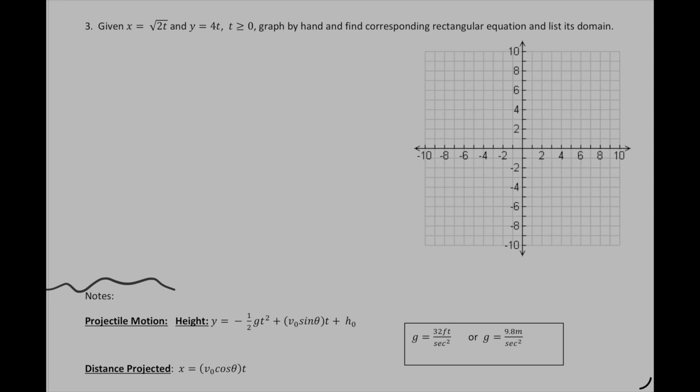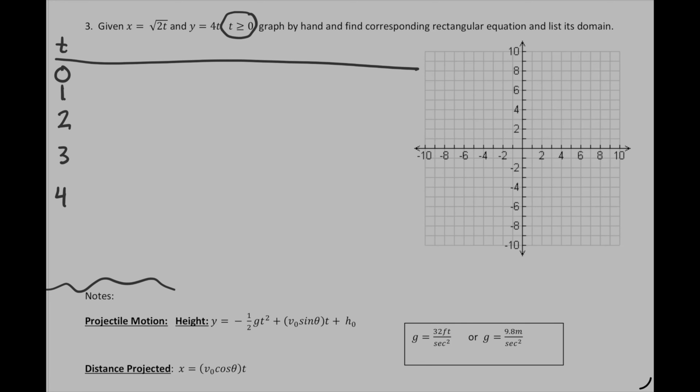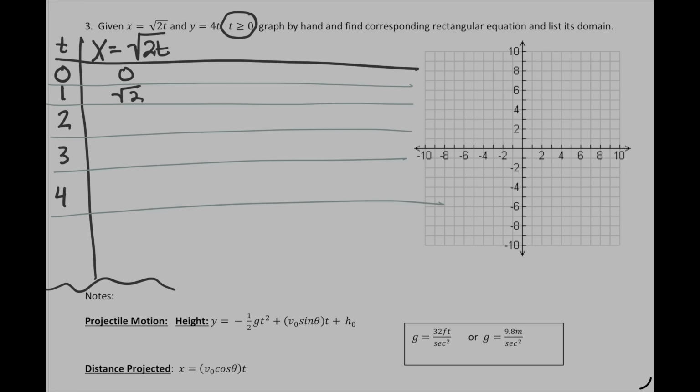Okay, so same thing, graph it by hand. So we have a parameter t. It looks like t is going to stay greater than or equal to 0. So when making my table of values, I'm going to continue on and not do any negatives, okay? X's are calculated by doing the square root of 2t. If I put in a 0, I'll get 0. If I put in a 1, I'll get root 2. If I put in a 2, I will get square root of 4. Square root of 6, square root of 8, okay?